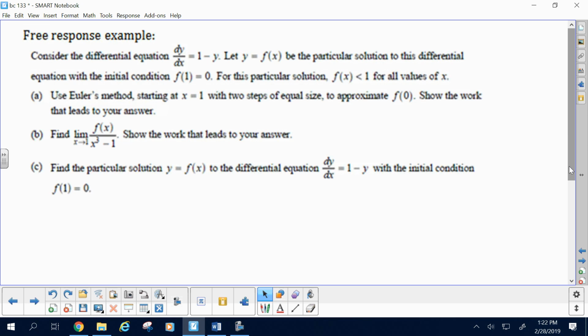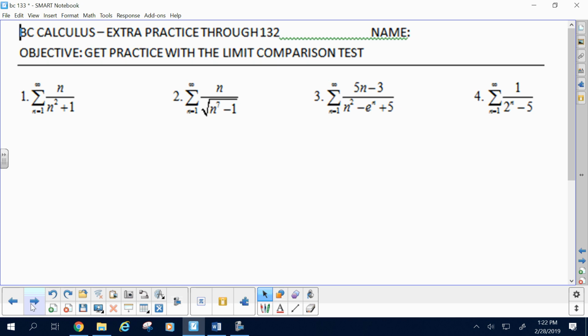Maybe we should do this as a warm-up tomorrow. All right, I don't actually remember the rubric, so we'll do this tomorrow as a warm-up, that way I can dig up the rubric and you can see if you could drop a 9 on this. Okay, so let's go to these bad boys. Here we go.